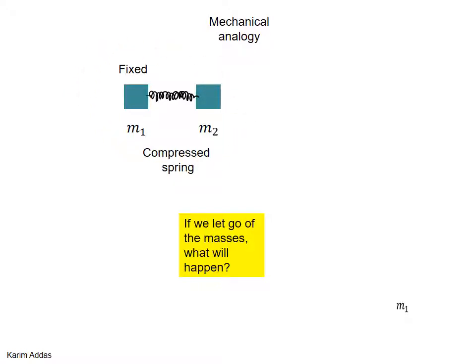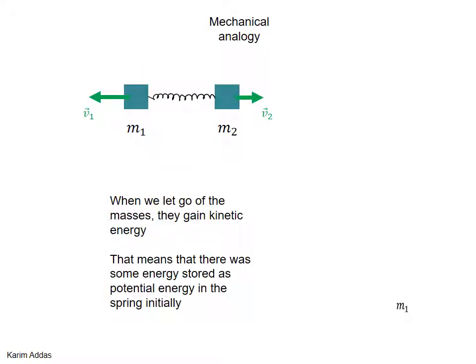Because if you let go of these two masses, what will happen? The masses will start to gain speed and they'll start to go to the right. The mass m2 will go to the right, mass m1 will go to the left. So that means, remember that the total energy of the system has to remain constant. That means initially there must have been some energy there called potential energy stored in the spring, and then when you let go of the masses, the energy was converted to kinetic energy. So there must have been some energy there called potential energy of the spring.